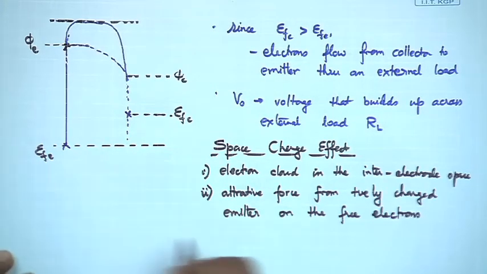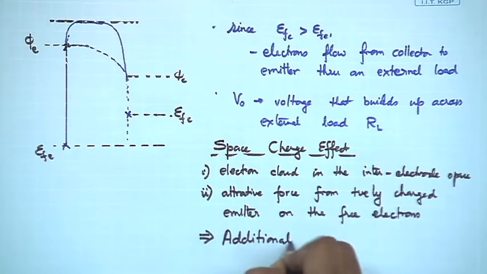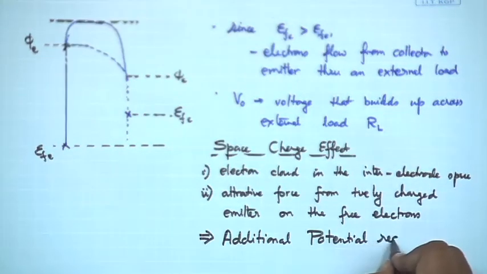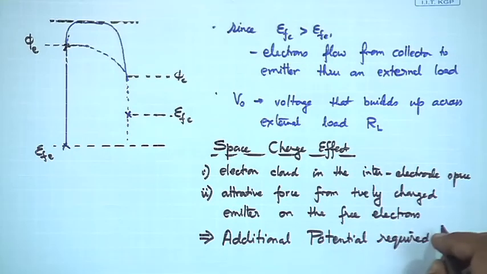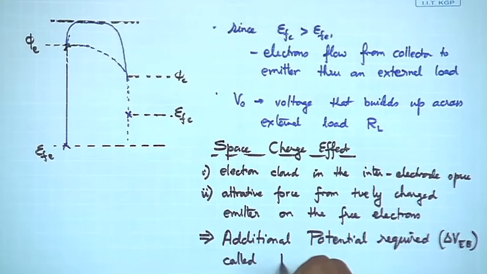So, what is the net effect? Net effect is there is an additional potential that is required. Okay. So, there is an additional potential that is required, and we will denote it as delta V E B. This is also sometimes called the barrier index. It helps to know these names.